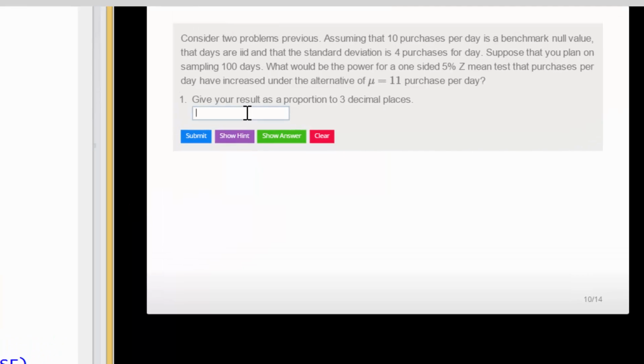Let's plug that in. 0.804. Submit. There we go.